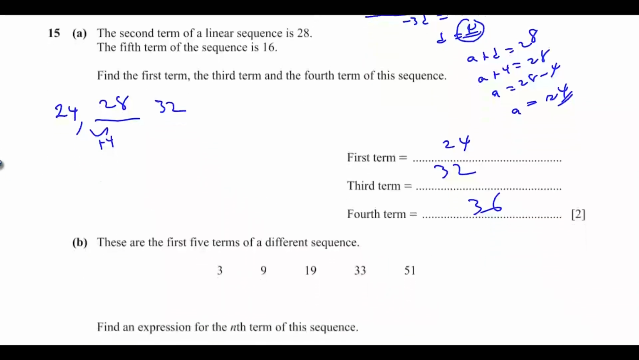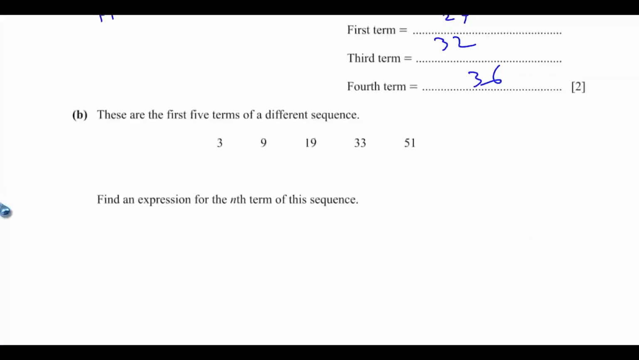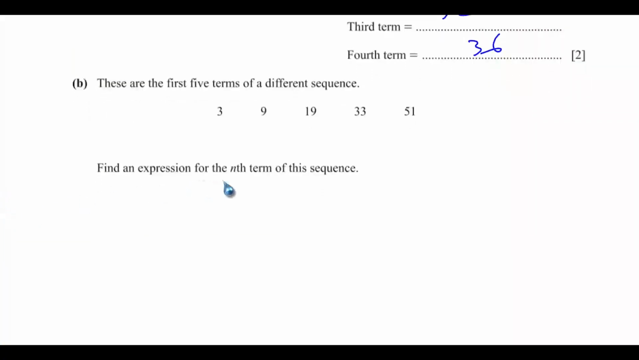So part B, these are the first 5 terms of a different sequence. Find an expression for the nth term of this sequence. If you look at this, the difference here will be 9 minus 3, you have 6. 19 minus 9, that will be 10. Then 33 minus 19, that will give you 14. And if you do 51 minus 33, you should get 18.